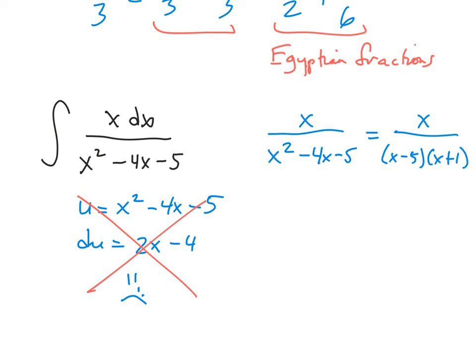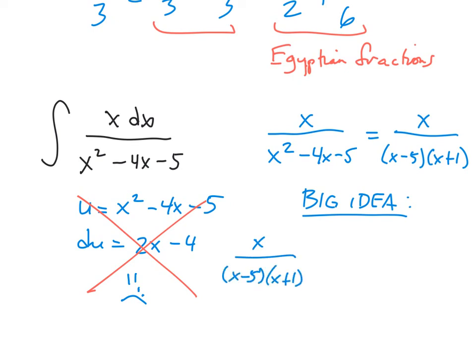And here's the big idea, which I have to be honest, if I hadn't been taught this idea, I don't know how I would have ever come up with it. This is one where it's so clever, it's hard to come up with it if nobody's ever told you. But we could write this fraction as a sum of some constant a over x minus 5, plus some constant b over x plus 1. And this is called the method of partial fractions.